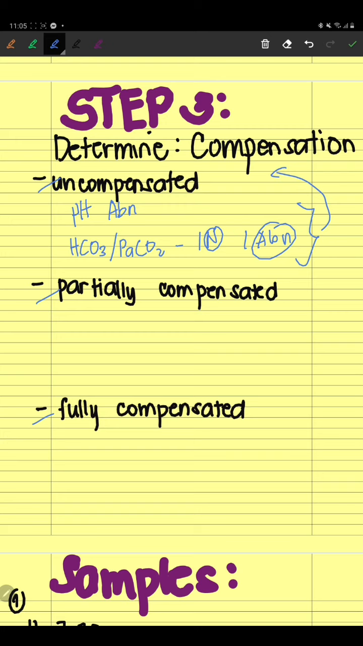Pag partially compensated naman, the situation is that everything is abnormal. The pH is abnormal, your bicarbonate is abnormal, and also your PaCO2 is abnormal. So, in this case, when everything is abnormal, it is partially compensated. Why? It means your body is trying to change either of the two so that the pH will normalize. So the compensation is still ongoing, and that's why it is partially compensated. The uncompensated, in this case, means the body did nothing.